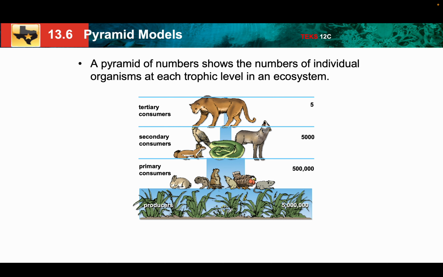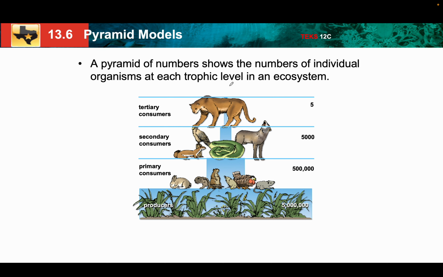And if I were here in your presence, I would ask you, what are the levels of organization? Hopefully somebody will be able to say, well, organisms, population, community, ecosystem, and then biosphere or biome.